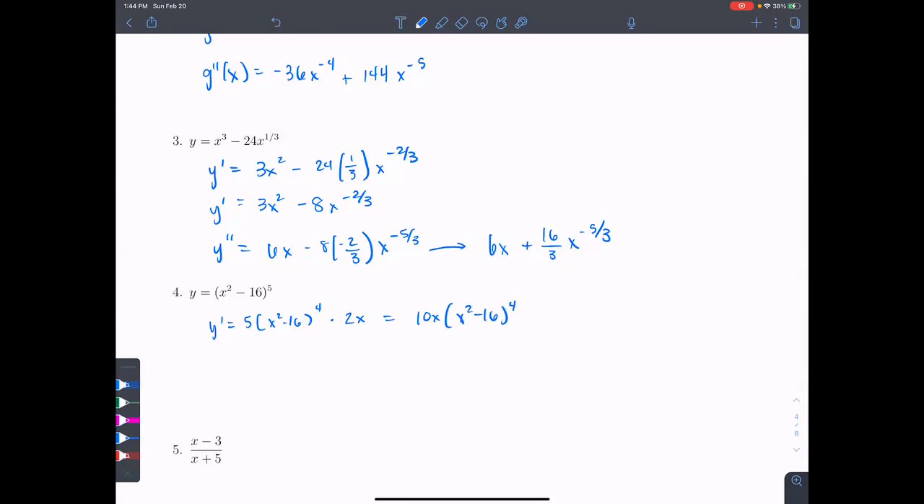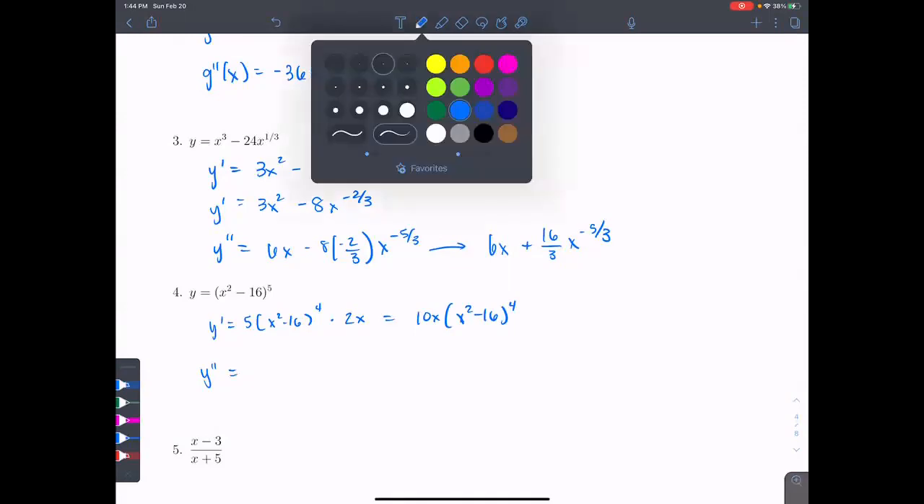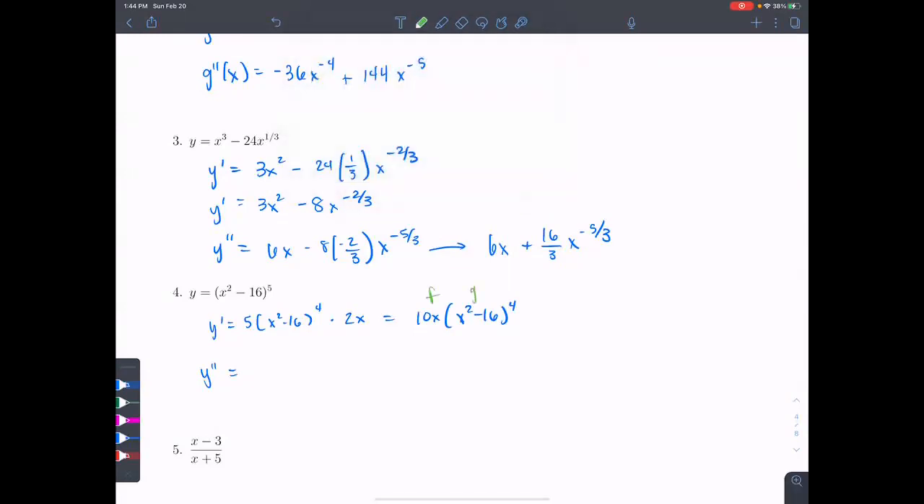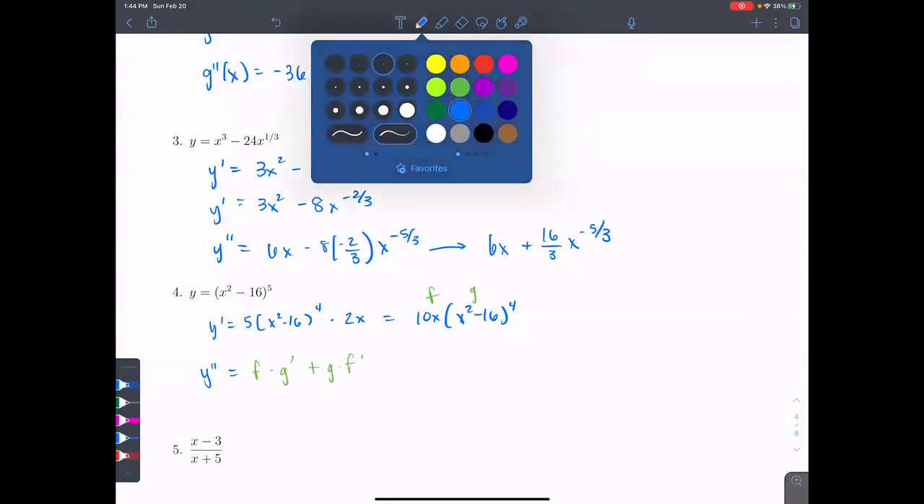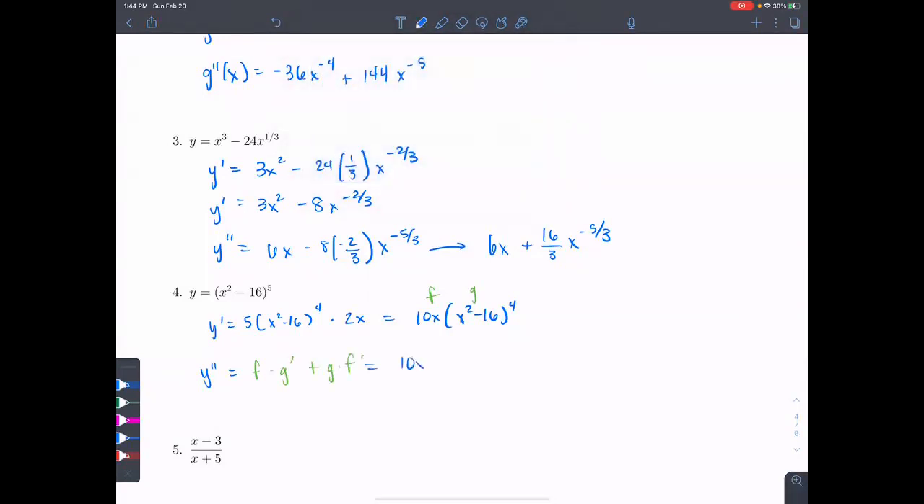And now I need to do a second derivative, which is going to require a product rule and a chain rule. So this would be like, this is f and this is g. It would be the first function times the derivative of the second, plus the second times the derivative of the first. So we would have the first function times the derivative of the second, which would be 4 times x squared minus 16 cubed. So exponent down front decreases by 1, leave the inside alone, times the derivative of what's inside. Plus the second function, x squared minus 16 to the 4th, times the derivative of the first.